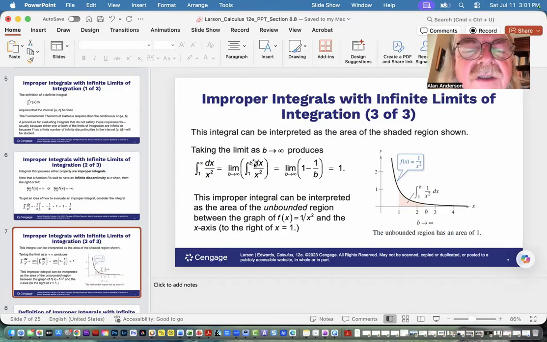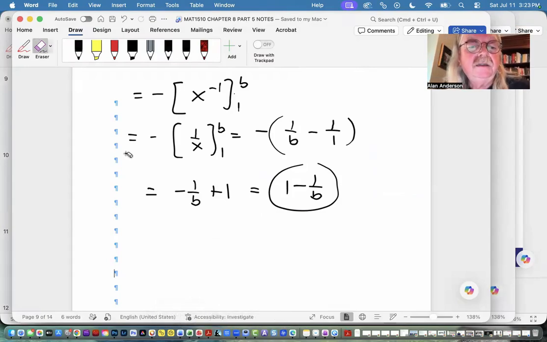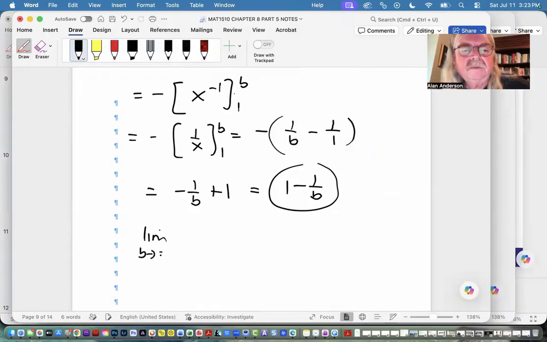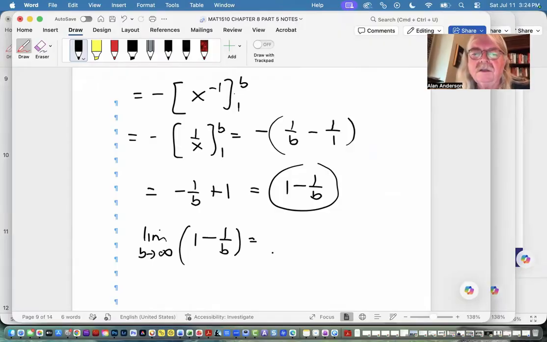Well, what we have to do is take the limit of the upper limit of integration b as b goes to infinity. Now if we take the limit as b goes to infinity of this expression, of course, the limit of 1 is just 1, but the limit of 1 over b as b goes to infinity is 0 because you have a number that's getting extremely large in the denominator with a constant in the numerator. So the final result is 1.